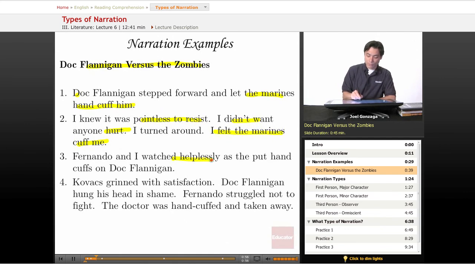Fernando and I watched helplessly as they put the cuffs on Doc Flanagan. Kovacs grinned. Doc Flanagan hung his head in shame. Fernando struggled not to fight. The doctor was handcuffed and taken away.